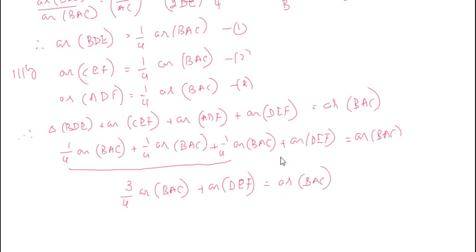If you take this one to the other side and subtract from area BAC, 1 area BAC minus 3 by 4 area BAC is 1/4. So this is 1/4 area BAC, that is equal to area DEF.